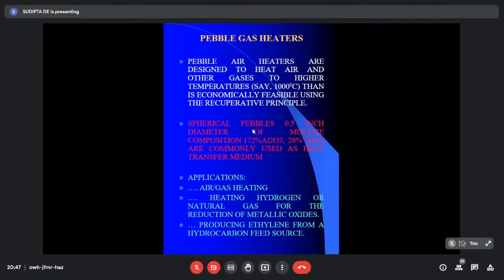Application area: air or gas heating, hydrogen or natural gas for the reduction of metallic oxides, then producing ethylene from a hydrocarbon feed source. In fact, the subsequent two applications are not very important. In general, you are aware that if you want a significant temperature rise of gas, which is otherwise not possible through a conventional heat exchanger, then we use only pebble gas heaters.